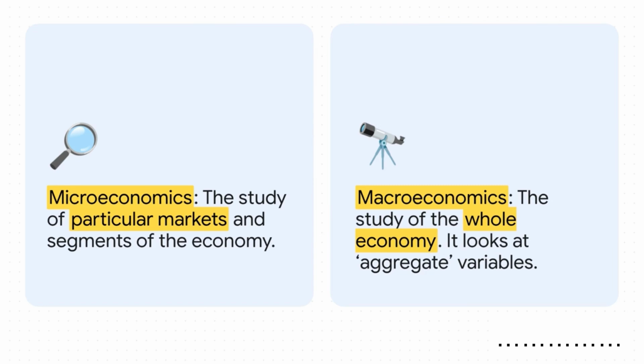Let's break this down. As the names suggest, micro means small. So microeconomics focuses on the individual players in the game, like you as a consumer, a single company, or the market for just one product. And macro means large. So macroeconomics takes a step back and looks at the economy of the entire country altogether, things like the nation's total income, unemployment, or inflation.